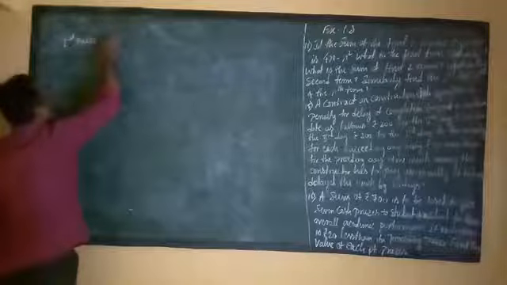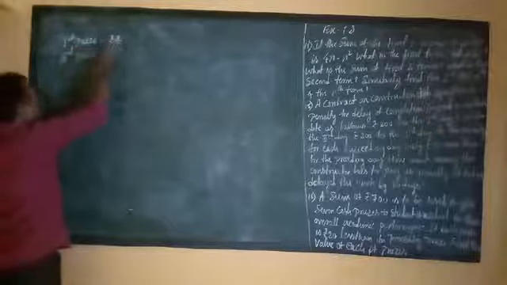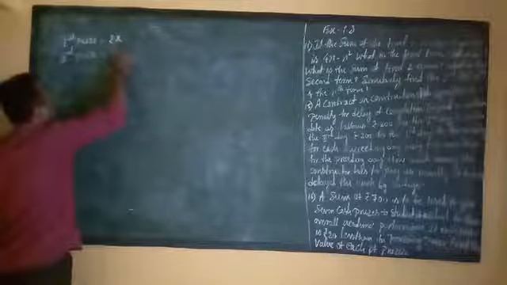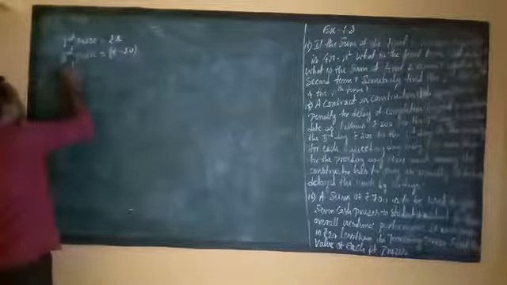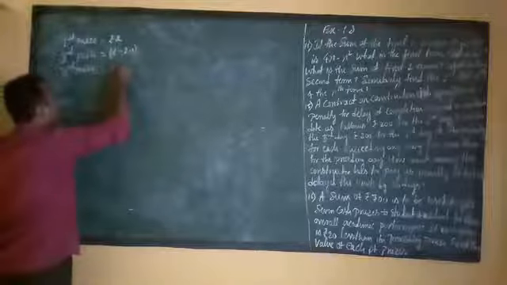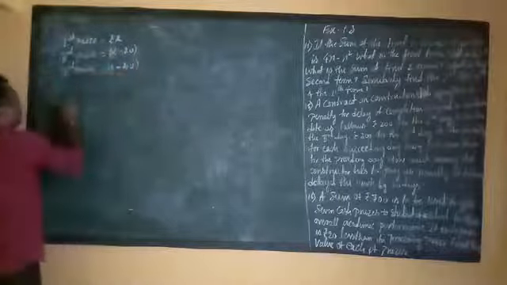So here, first prize amount. First prize, how much amount? Rupees x. Second prize is less than 20 rupees, therefore x minus 20, like that. Third prize is x minus again 20, that is 20 plus 20 is 40, so x minus 40, like that.